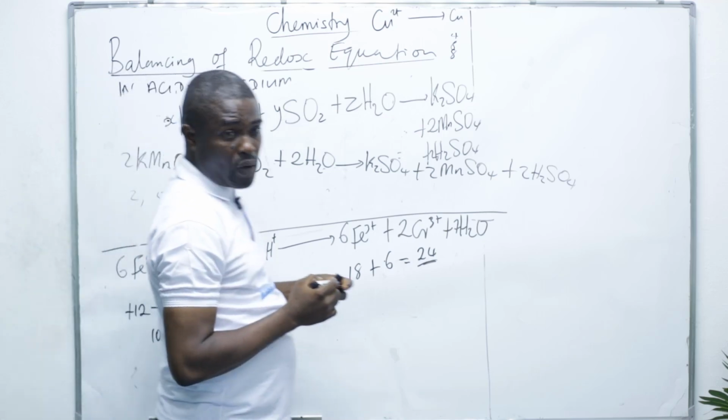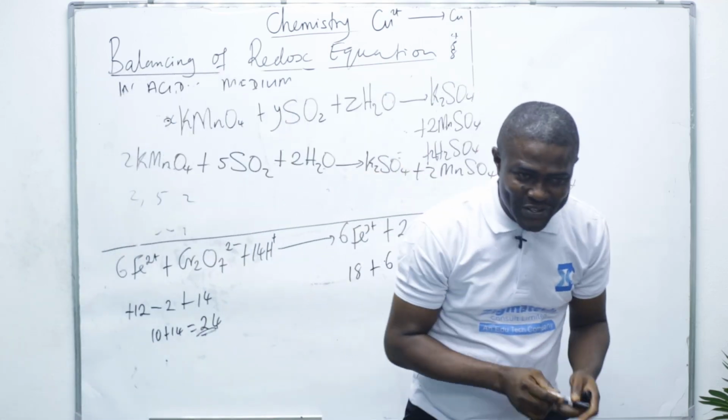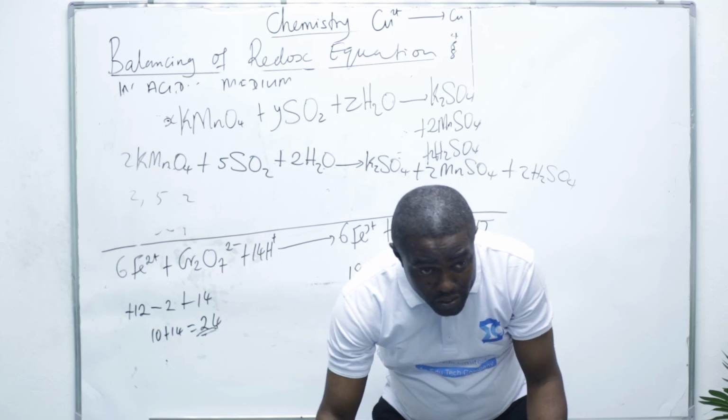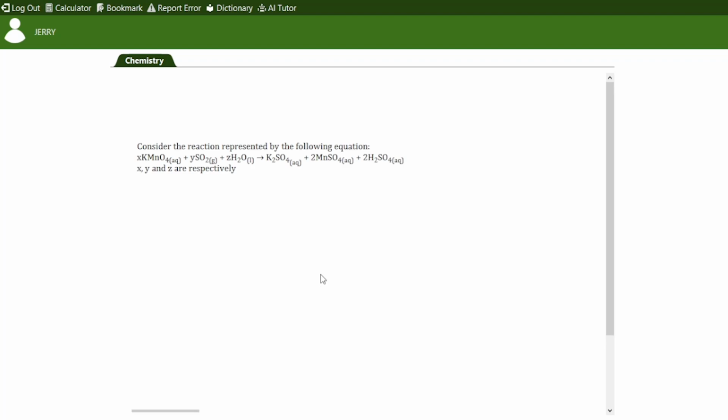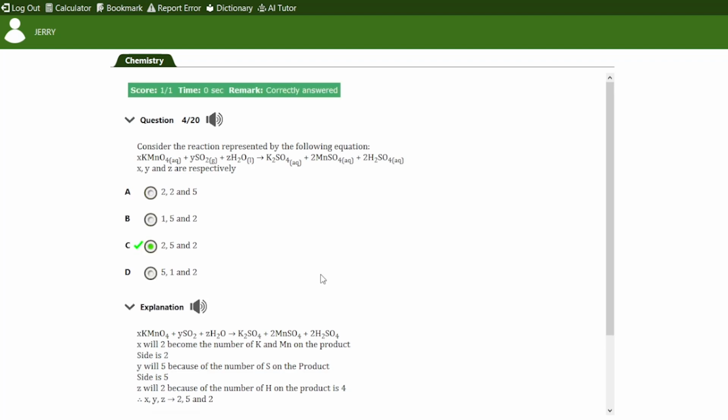Do we have 2, 5, 2 there? Let's check. 2, 5, 2 is option C. That is correct. You can't solve that problem if you don't have proper understanding of balancing of redox reactions and balancing in terms of atoms. Precisely, this one is balancing in terms of what? Atoms.